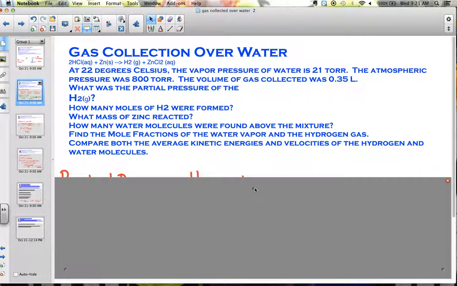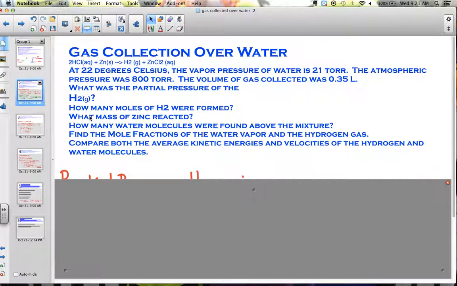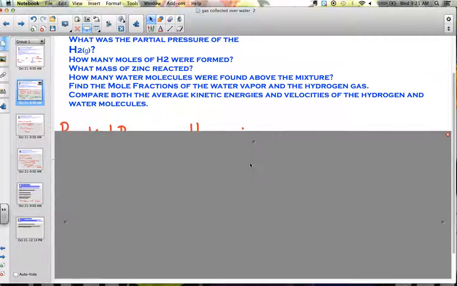In order to actually use the information and the gas collected volume along with the atmospheric pressure, we would take this vessel at the end and make sure that the water level on the outside was at the same height as the water level on the inside. That would tell us that the pressure on the inside of the gases here would be equal to the atmospheric pressure on the outside.